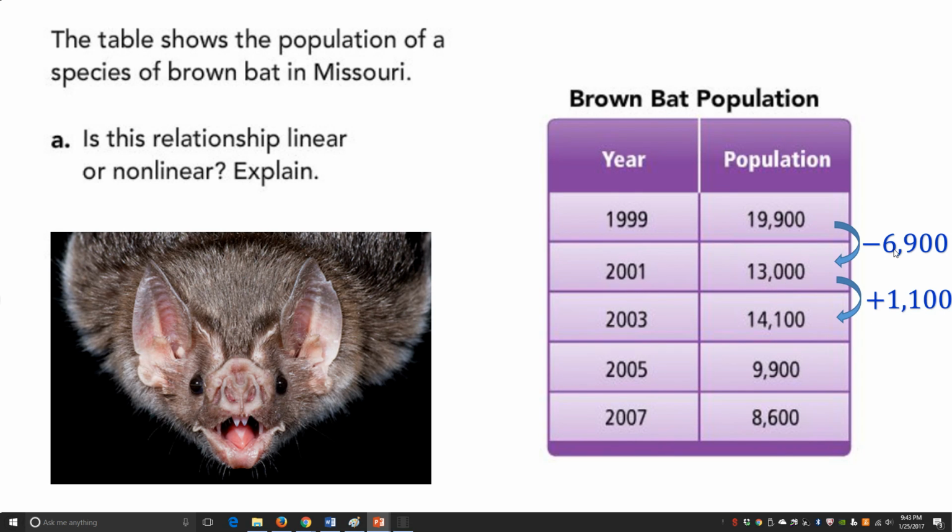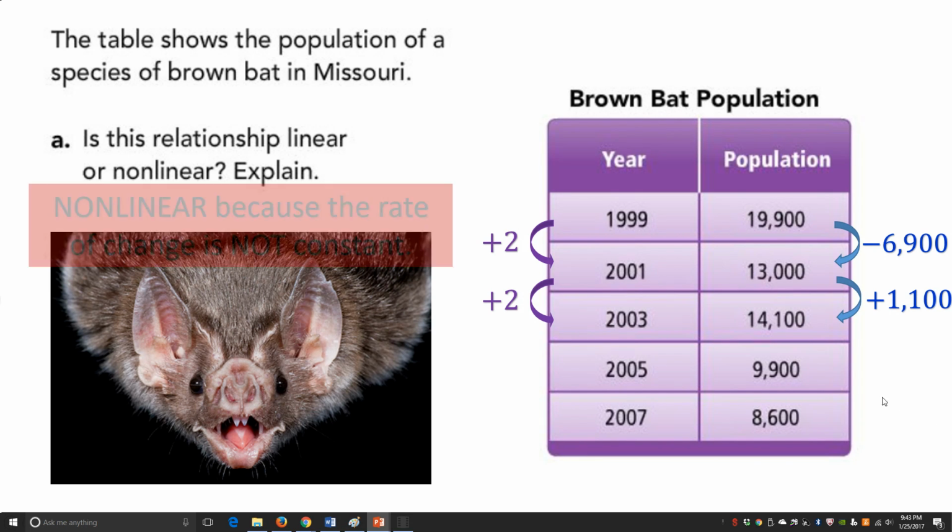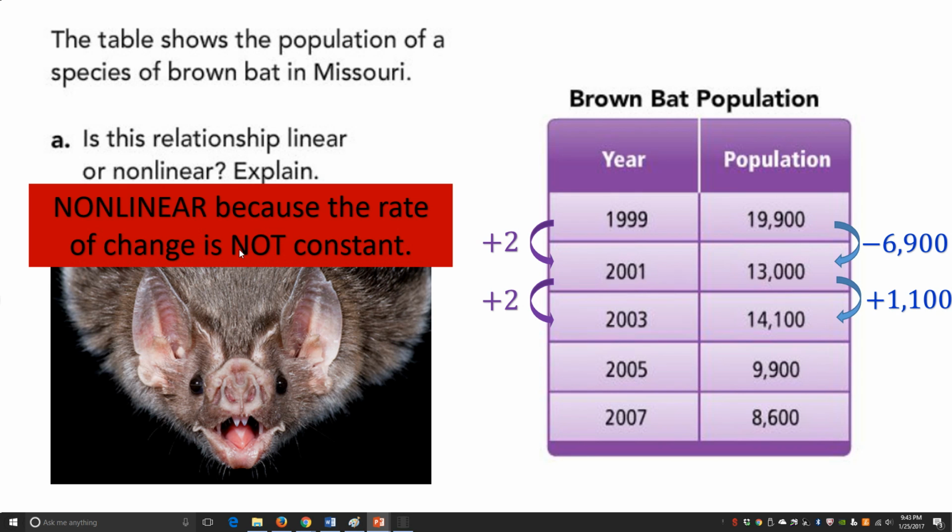So here, this is not a constant rate of change, even though it's increasing 2 years plus 2 years, the numbers here are not constant. So this would be a graph that goes up and down. So the slope is changing, and therefore it is nonlinear because it does not have a constant rate of change.